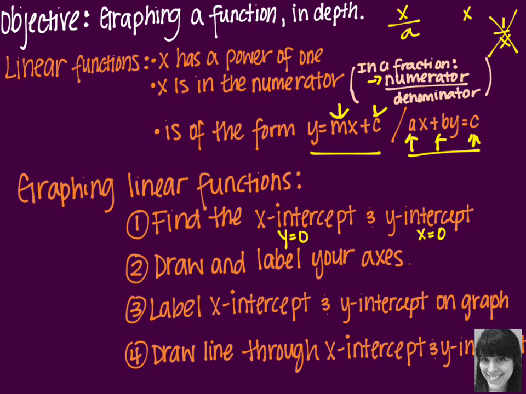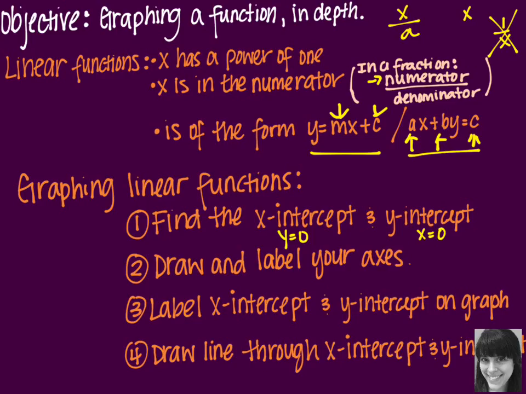After that, you're going to label your x-intercept and your y-intercept on your graph. So you're going to plot the x-intercept point and the y-intercept point. Then you're going to draw a line through the x and y-intercept. The reason why we only need 2 points for a linear function is because I only need 2 points to make a line. Okay?